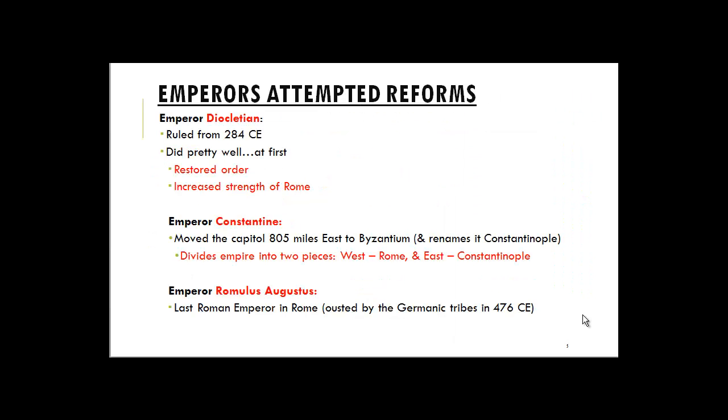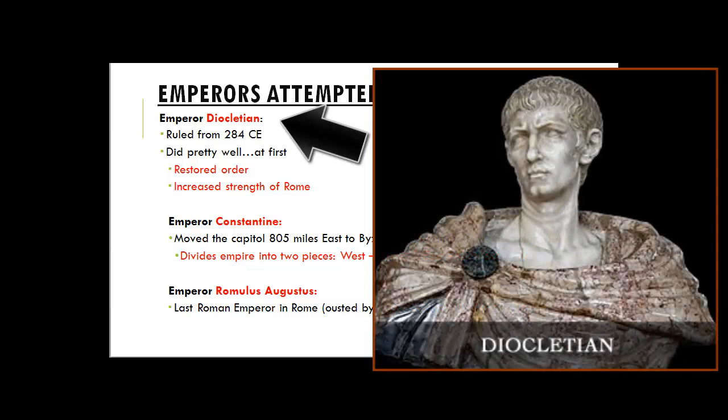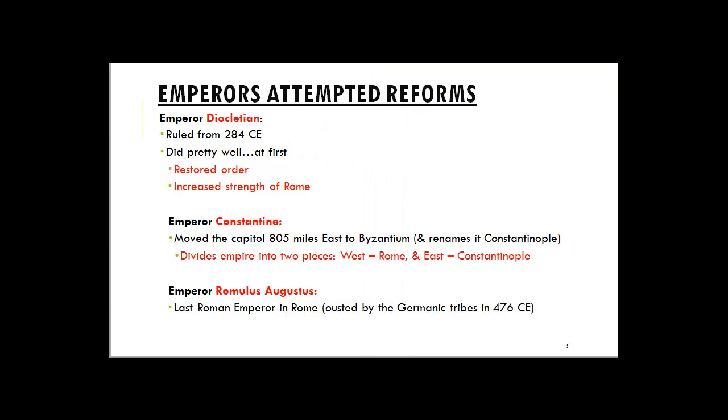Let's review a little bit about emperors and how they attempted to bring about reforms. So first you have Diocletian. Diocletian is going to rule from about the year 284 current era. He did pretty well at first. He is going to restore some order. He is going to gain back some territory, but then he's going to lose it again. He is generally increasing the strength of Rome.